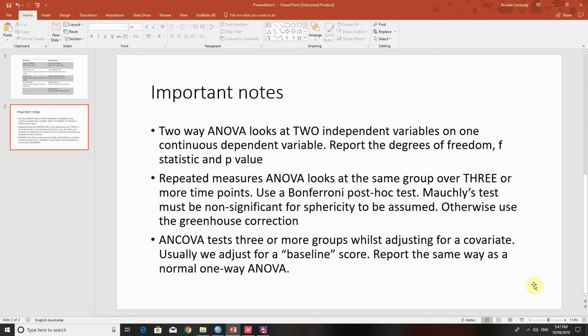The big thing about the repeated measures ANOVA is that your Mauchly's test has to be non-significant for sphericity to be assumed. Otherwise, you use the Greenhouse-Geisser correction. And with the ANCOVA, you can test 3 or more groups whilst adjusting for a covariate. We adjust for a baseline score after we correlate the baseline to the week 6 or week 12 scores, whatever the question asks for, to determine if there is an effect being had. And then we will report the outcome the same way as a normal one-way ANOVA.